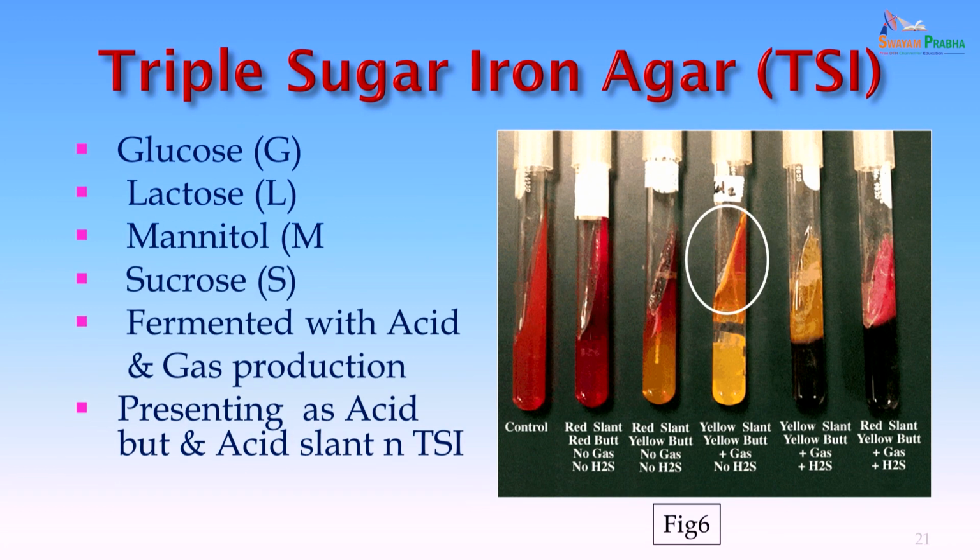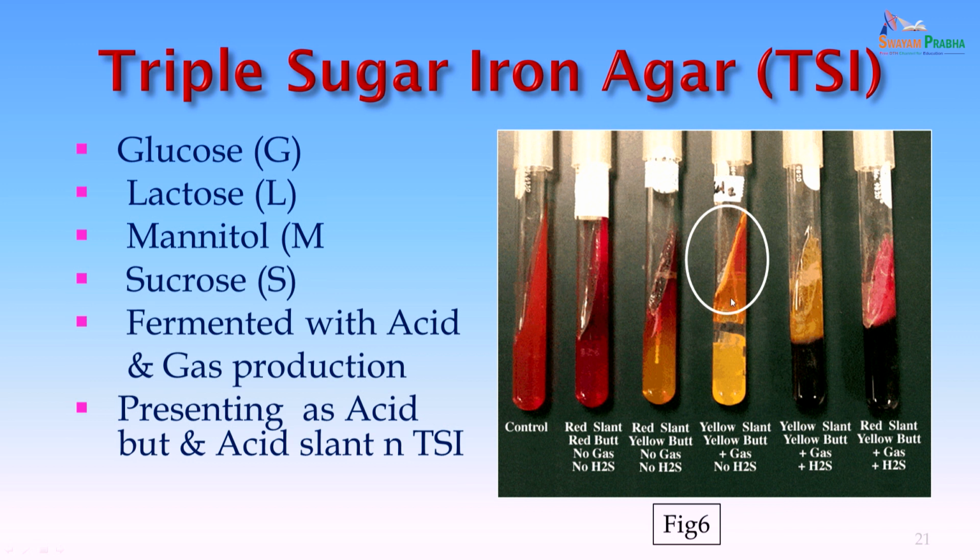The sugar fermentation was tested on triple sugar iron agar. This is a medium which is generally used for testing of sugar fermentation. It contains 3 sugars, and if fermentation of all the 3 sugars occur, you get an acid butt and an acid slope, which is indicated by yellow color of the butt and the slope. So, this particular organism gave us an acid butt and an acid slope. That means, all the 3 sugars had been fermented.